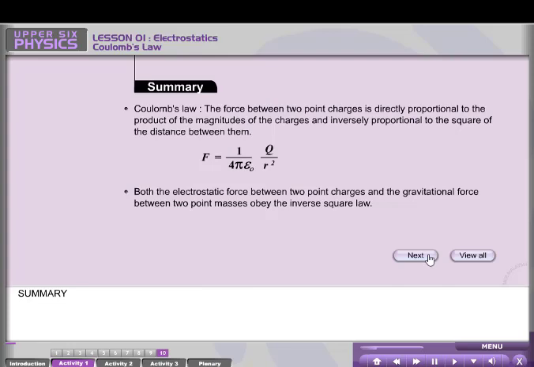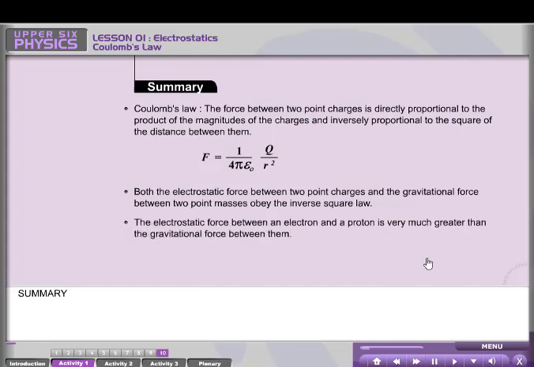Both the electrostatic force between 2 point charges and the gravitational force between 2 point masses obey the inverse square law. The electrostatic force between an electron and a proton is very much greater than the gravitational force between them.